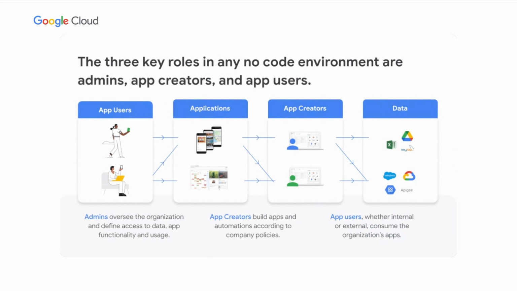So in any no-code environment, the adopters will fall into one of the 3 categories: administrators, app creators, and app users. Administrators are the ones who will determine the experience for the rest of the team. They will set the team's policies, they will manage membership, they will monitor usage and control shared resources such as app templates or data sources.